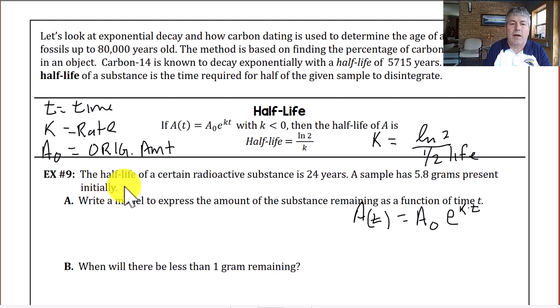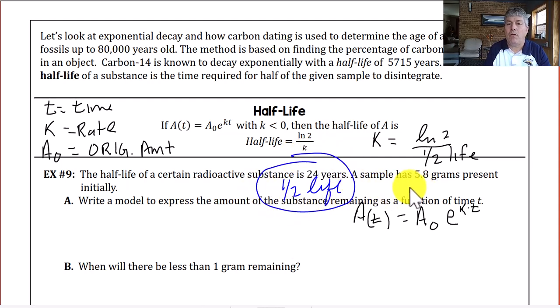So here in example 9, we see the half-life of a certain radioactive substance is 24 years. So here we're given the half-life. A sample has 5.8 grams present initially. Well, that is our a sub 0. And they're asking us to write a model to express the amount of the substance remaining as a function of time t. So t is going to be our unknown. We have a sub 0, it's 5.8. But we don't have k. And remember, e is a constant, so we need to find k.